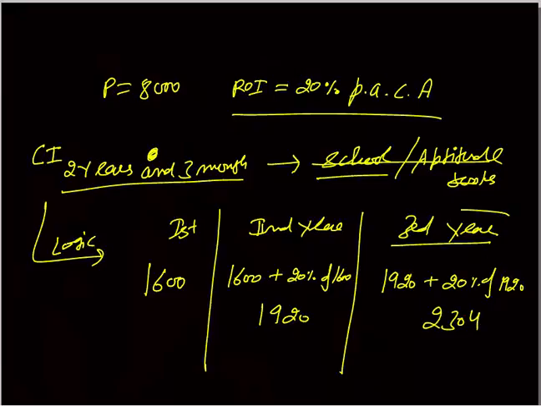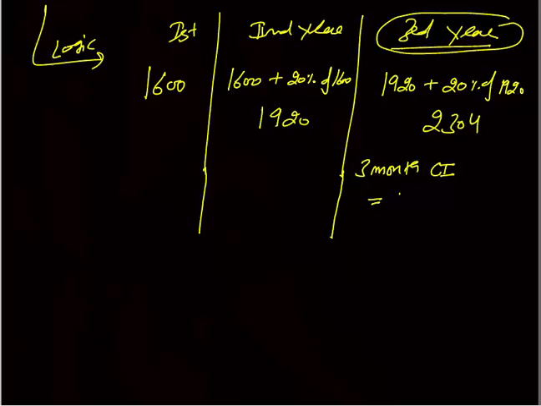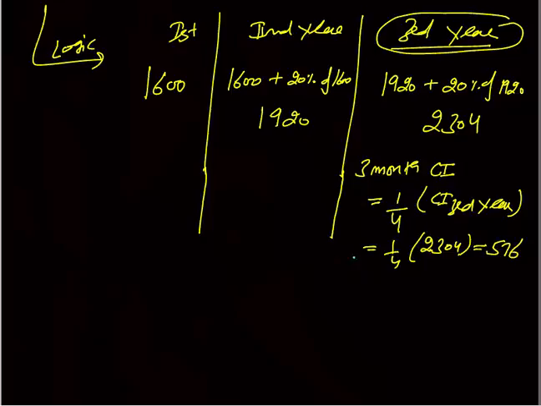Now this is for the entire third year. But for 3 months, we need to calculate the compound interest. 3 months compound interest will be equal to 1/4 of the compound interest of the third year. As simple as this. So 1/4 of 2,304 will come to 576. So in this way you can easily calculate.